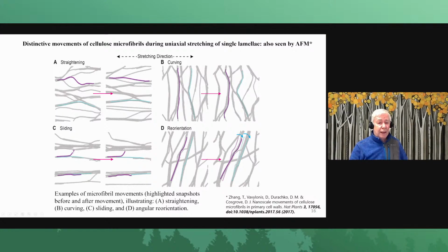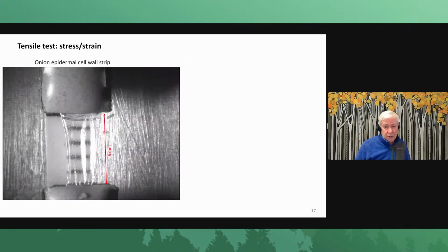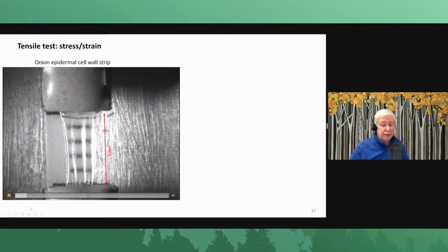And there's also sliding of cellulose microfibrils. So there's the slippage once the stresses in the cell wall build up. There are also other changes that are less important, we think, for the mechanics of the cell wall. So we could carry out the same sort of stretching experiment with our onion cell wall.